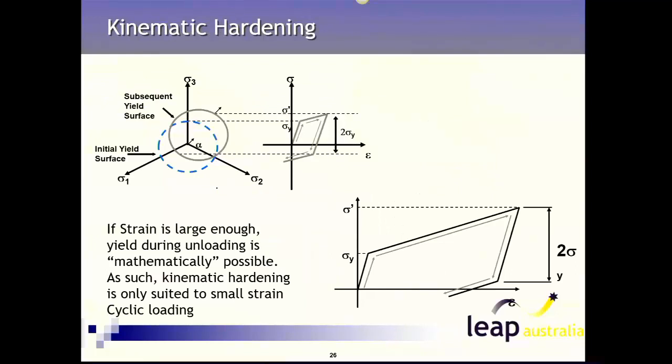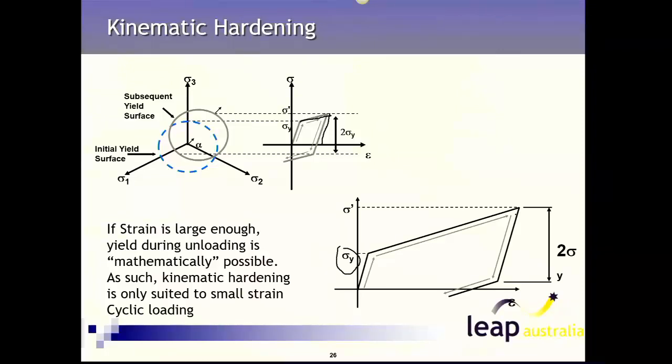Okay, so there are two different ways of specifying what happens after yielding. There's what's described as kinematic hardening. Basically, when you yield, so you go into the yield region, and then you unload along an elastic slope. If you apply stress in the reverse direction, you'll have a new yield stress in the compression direction. The difference between those two yield stresses for kinematic hardening is 2 times the original yield stress.